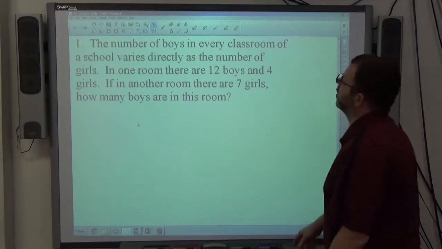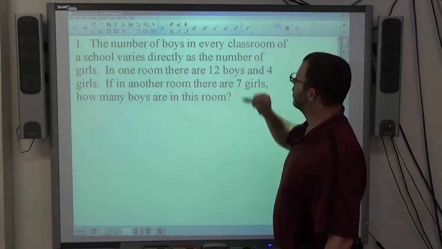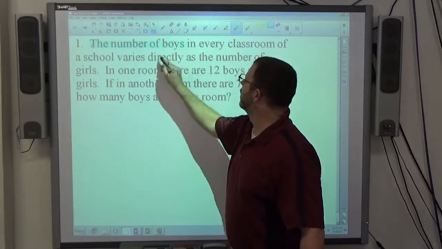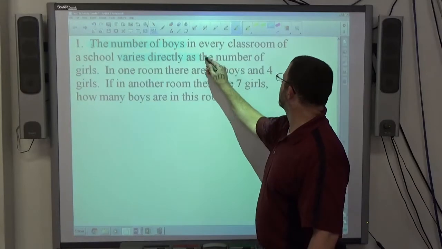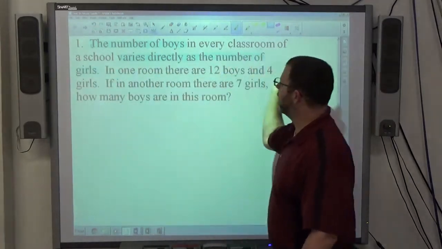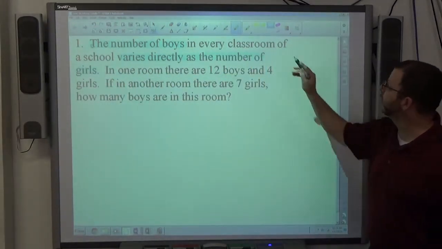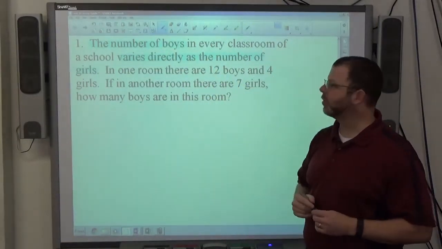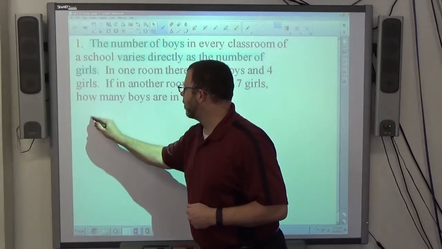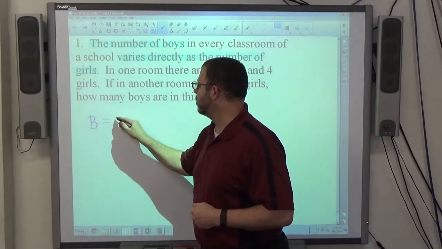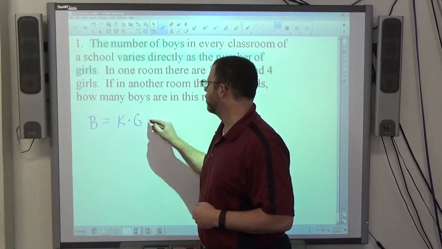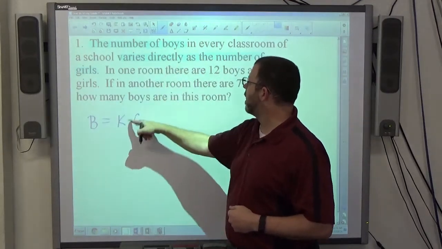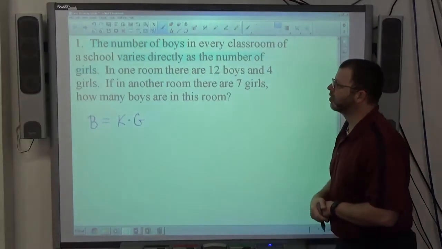Number one on the study guide: the number of boys in every classroom of a school varies directly as the number of girls. So if we look, number of boys varies directly as the number of girls in every classroom of a school, just extra information. As soon as I see the word varies, I'm looking for directly or inversely. Directly just means the number of boys equals K times the number of girls. So boys varies as B equals K directly times whatever the next thing is, in this case girls.